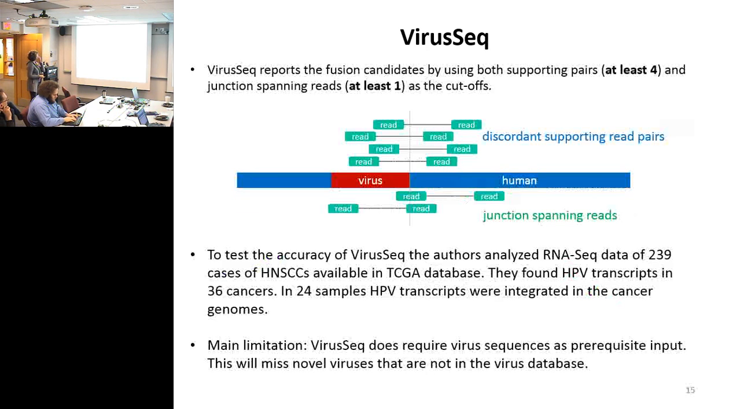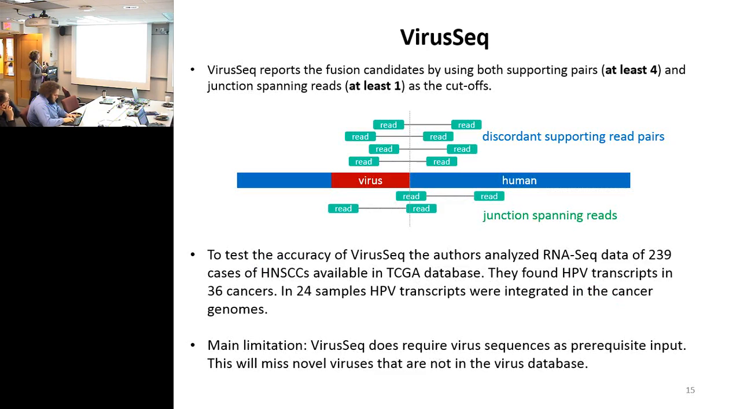To report fusion candidates, virus-seq uses, besides discordant supporting read pairs, also junction spanning reads, and this picture shows the difference between them. The cutoff for reporting fusion between virus and host is at least 4 discordant supporting reads and at least 1 junction spanning read.